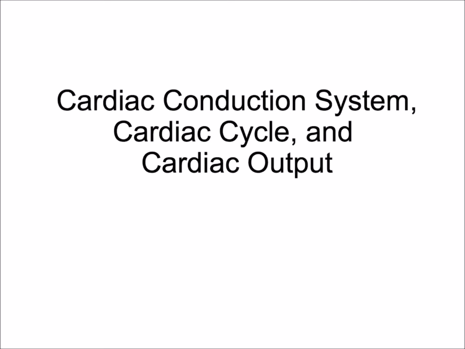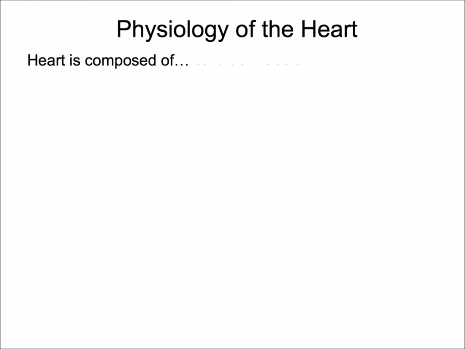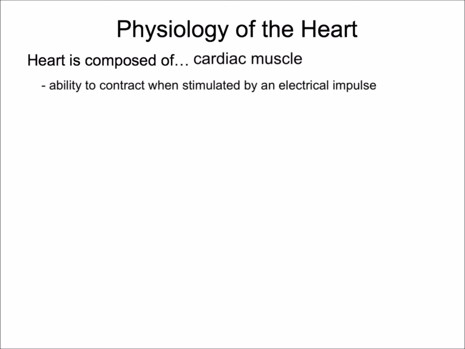In this next section of the cardiovascular system, we're going to talk about the cardiac conduction system, the cardiac cycle, and cardiac output. The heart is composed of cardiac muscle, or myocardium, and because the heart is composed of a muscle, it has the ability to contract when stimulated by an electrical impulse. Cardiac muscle also has the ability to conduct or transmit an electrical impulse.